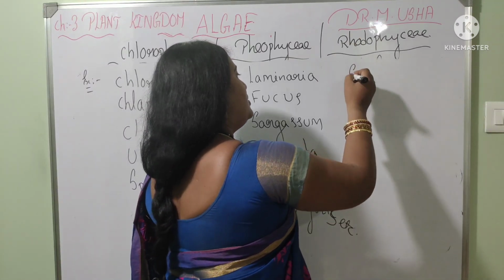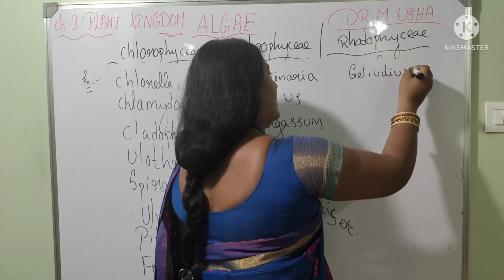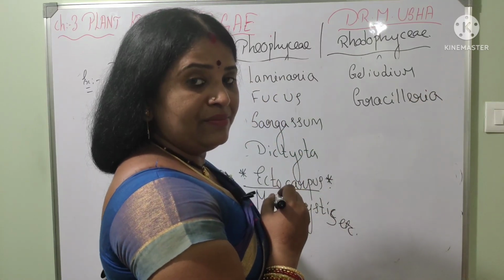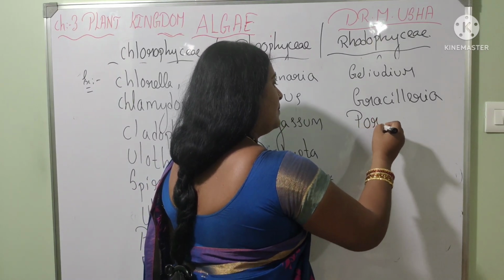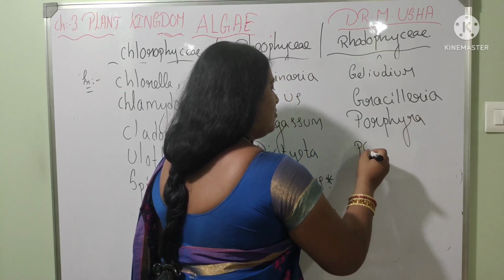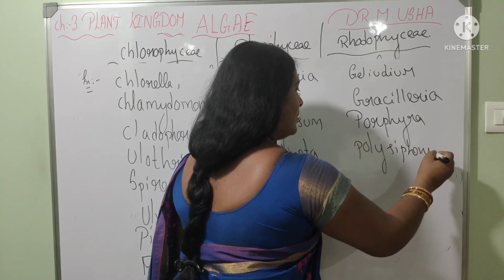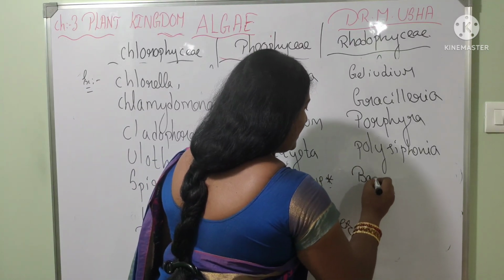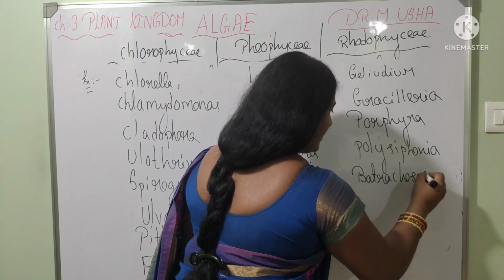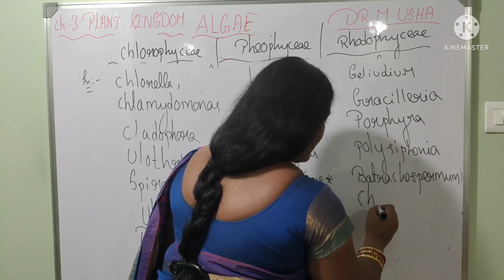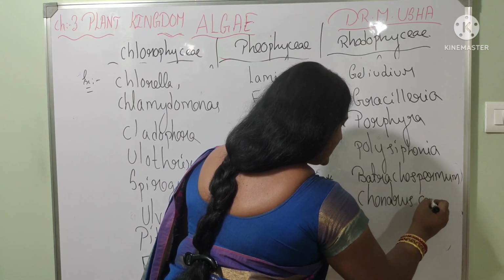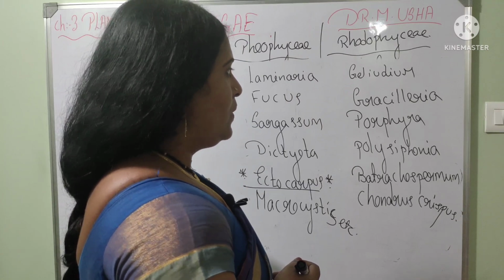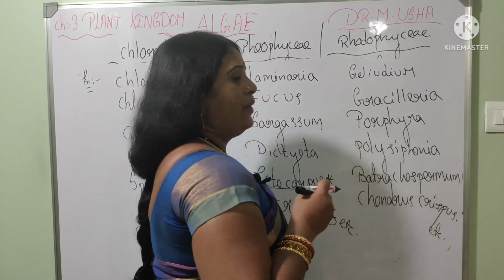Right. Rhodophyceae: Gelidium, Gracilaria, Porphyra, Polysiphonia, Batrachospermum, Chondrus crispus, Irish moss, which we studied yesterday. These are all wonderful examples under the Rhodophyceae.